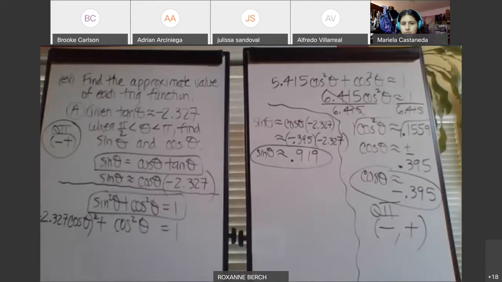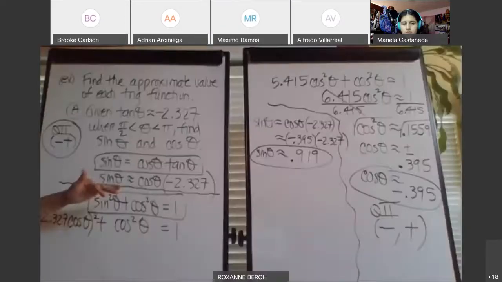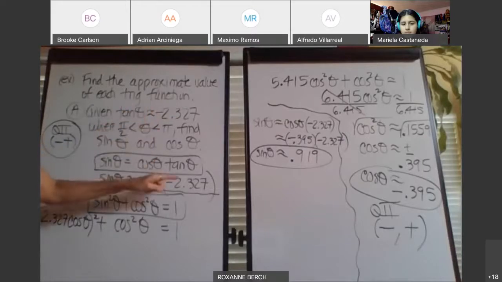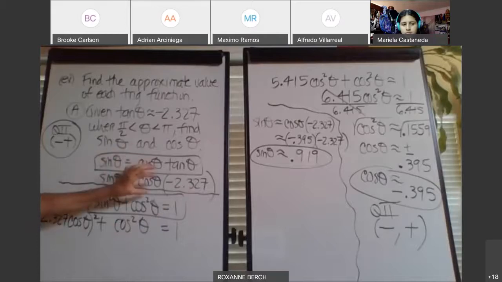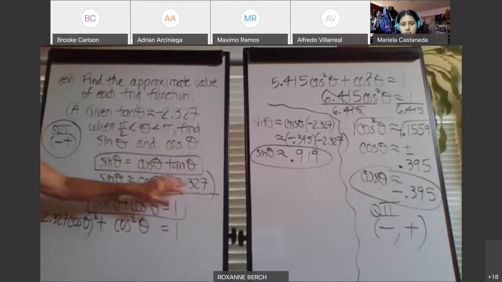I'm just kind of confused on why you plugged in negative 2.327. Okay, so what I did is, you see how it's given right here? Tangent. So the reason I plugged it in, so I would only be dealing with sines and cosines. And specifically, I plugged it in so I could get sine in terms of cosine only. I didn't want tangent involved in it. So because they gave me this fact, I plugged the fact in. So in other words, I took tangent out and I put the fact in.